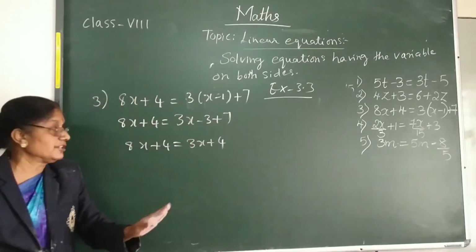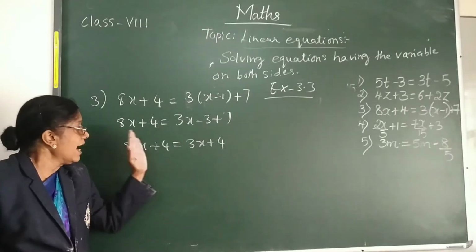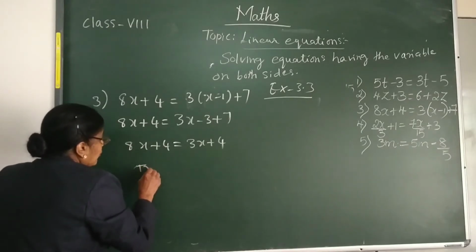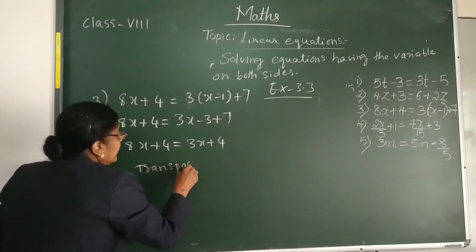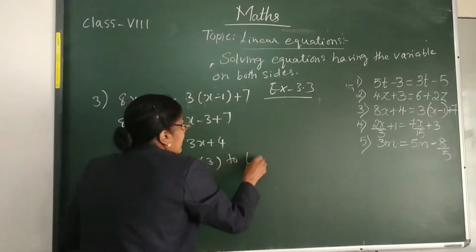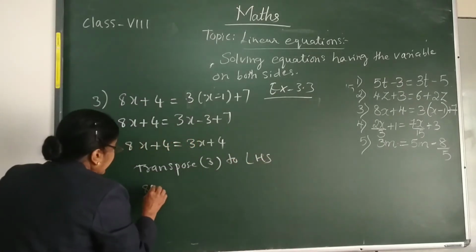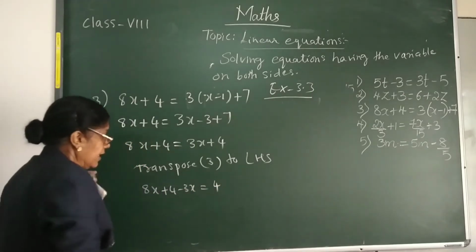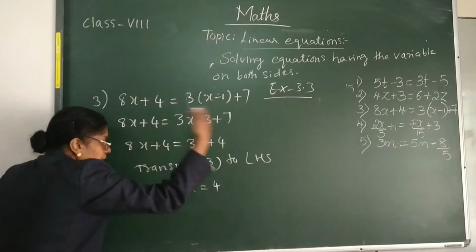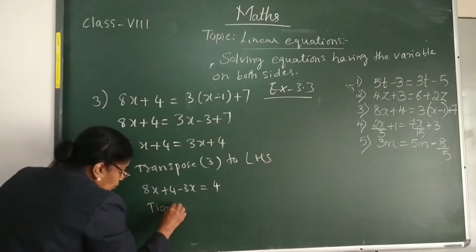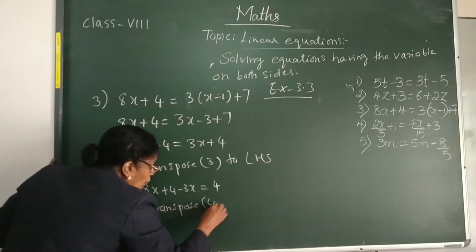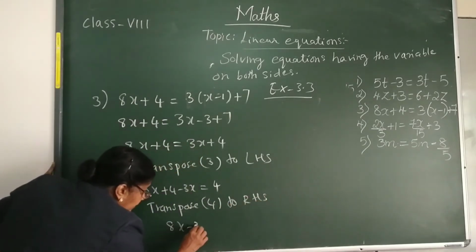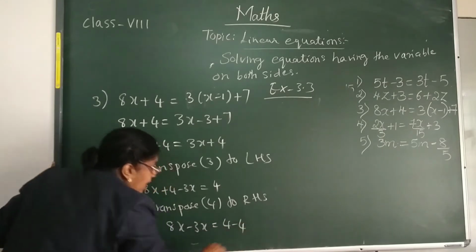Now we will do the transposing. 3x will transpose to the left hand side. So what we will get? 8x plus 4 minus 3x is equal to 4. Now we are going to transpose 4 to the right hand side. So what we will get? 8x minus 3x is equal to 4 minus 4.